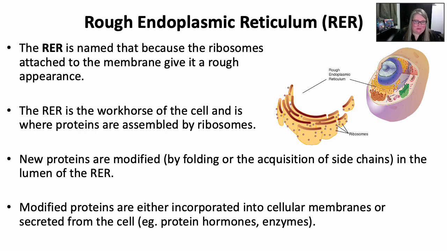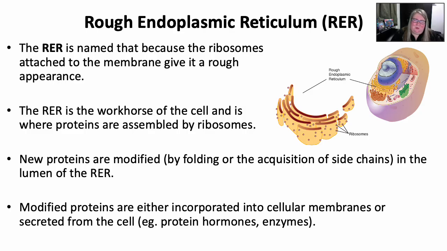So let's keep talking about the endoplasmic reticulum, but let's divide it up into different sections. We're going to talk first about the RER, or rough endoplasmic reticulum, and then we'll come back to the smooth endoplasmic reticulum, or the SER. The RER is named because when you look at it under the microscope, it looks like it has a rough surface. The reason is that a lot of ribosomes aren't just free floating in the cytoplasm. The ribosomes are attached to the membranes in the RER, and this gives it that rough look.